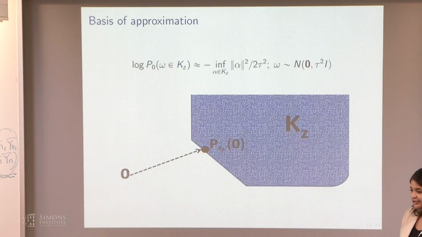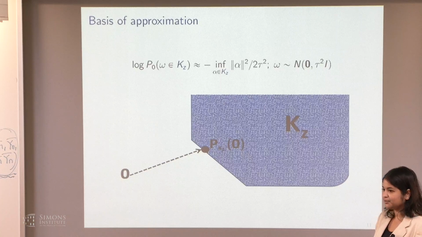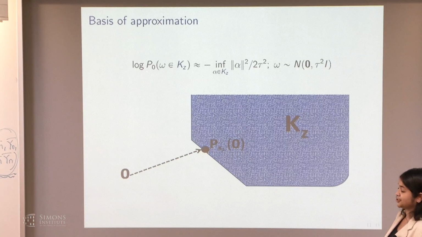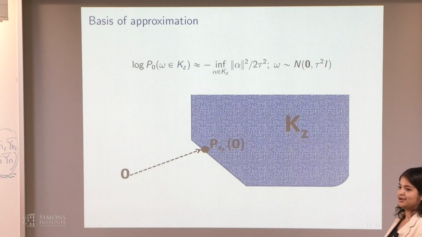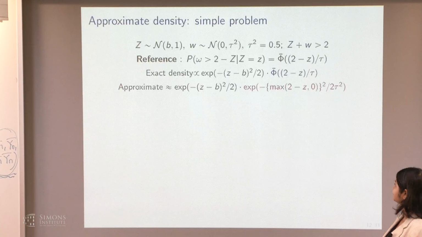So to give you a little bit of intuition about this approximation, the intractable component in the reference measure that I was approximating was this probability that randomization landed in a convex selection region. That was what I was trying to approximate. And here randomization has mean 0. So what this approximation basically tells you is that the log of this probability can be approximated as the distance of origin, which is the mean of randomization, from its projection onto this convex selection region. So this is the basic intuition of the approximation.